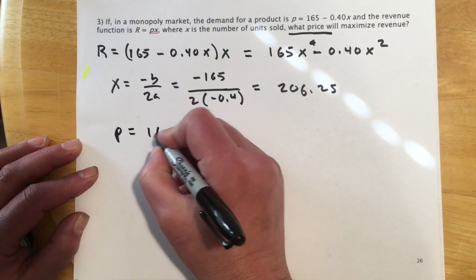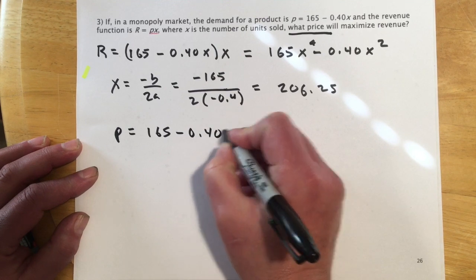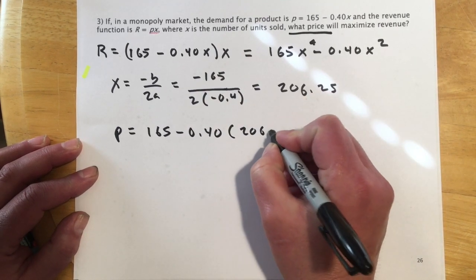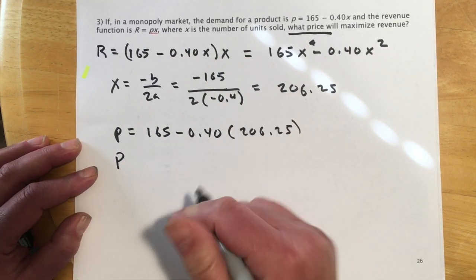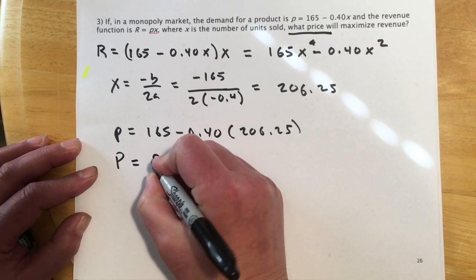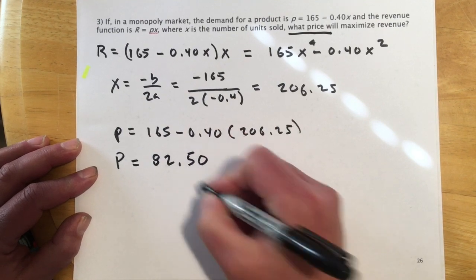So P equals 165 minus 0.40 times that. And again, we want to keep those decimal places to make sure that we're right in the rounding. And that comes out to 82.50 when I did it.